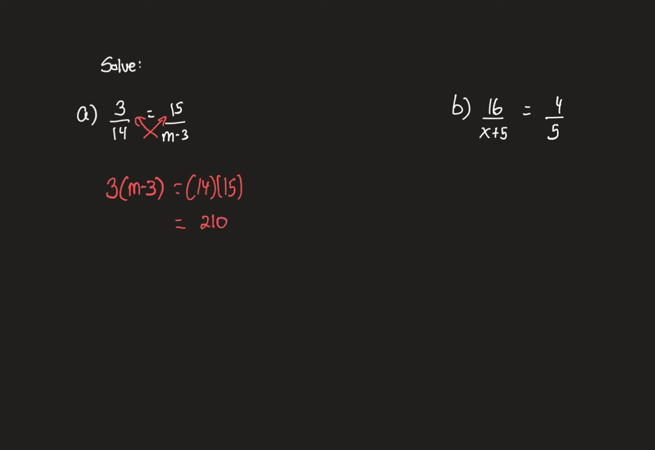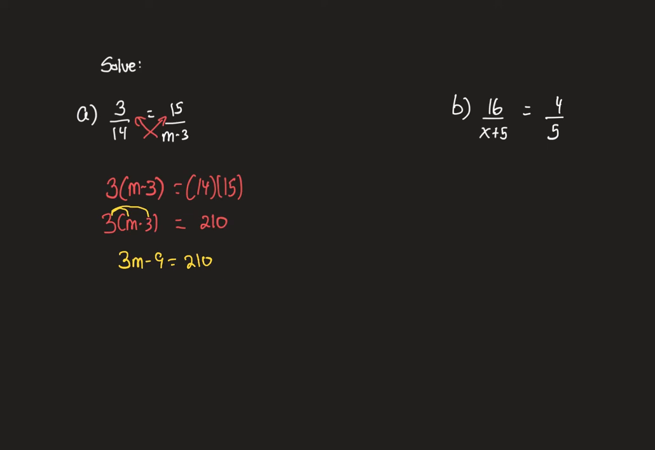Okay? Now, in this left-hand side here, you could choose to distribute. That is one way, and then go forward that way. And I'm going to show you how that works in this case, and I'm going to show you how it would work if you did something different. So let's continue on with my distribution. 3m minus 9 is equal to 210.